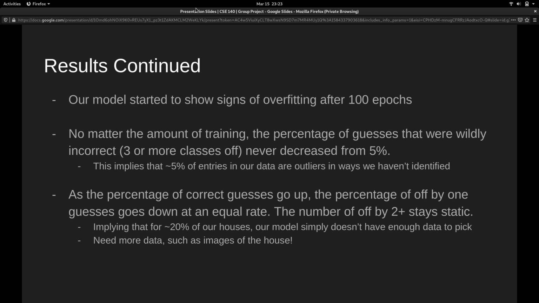And results continued. Our model started to show signs of overfitting after 100 epochs. And then no matter the amount of training, the percentage of guesses that were wildly incorrect never decreased from 5%, which leads us to believe that there's a certain number of outliers that we just hadn't identified and would want to throw out. And then as the percentage of correct guesses goes up, the number of off by 1 guesses goes down. And so that's telling us that we can only really accurately predict 80% of our data, and for the other 20% that just is unaffected by training, our model simply doesn't have enough data to pick it up.